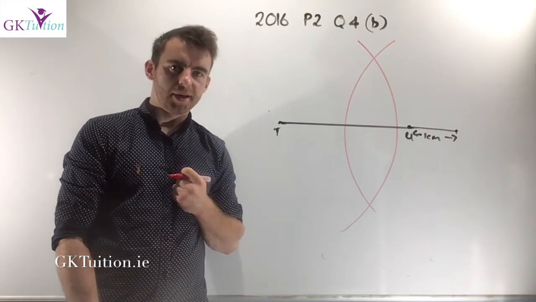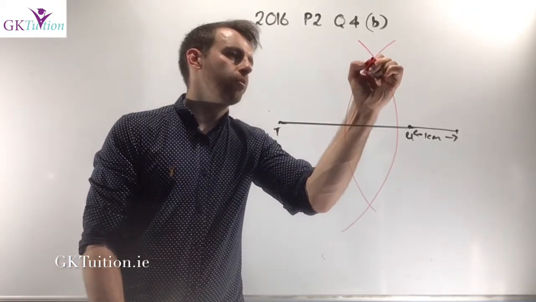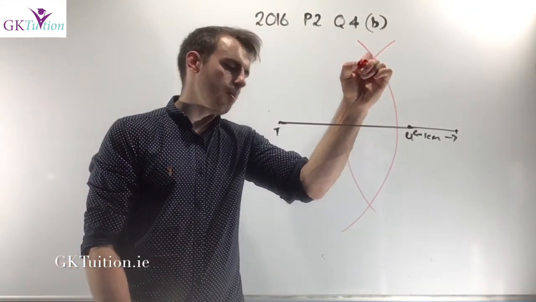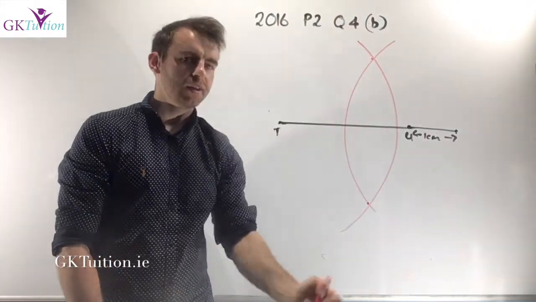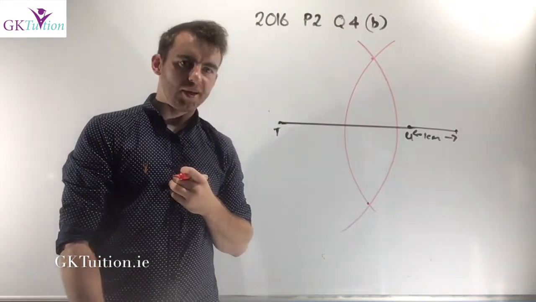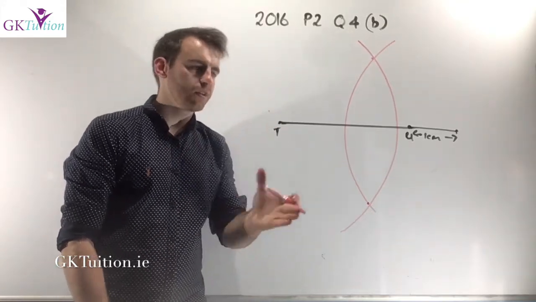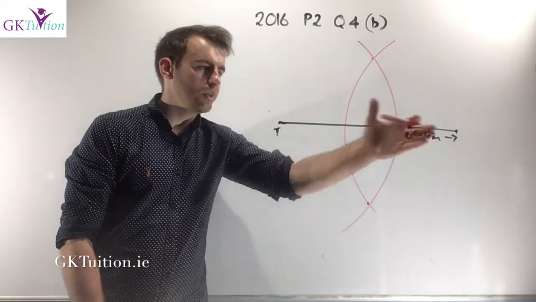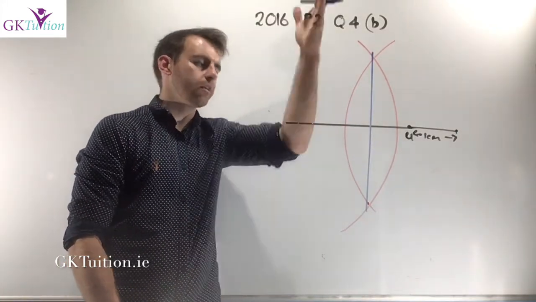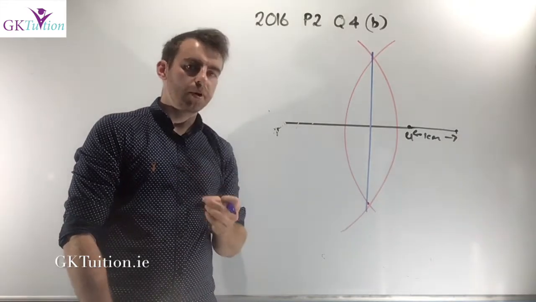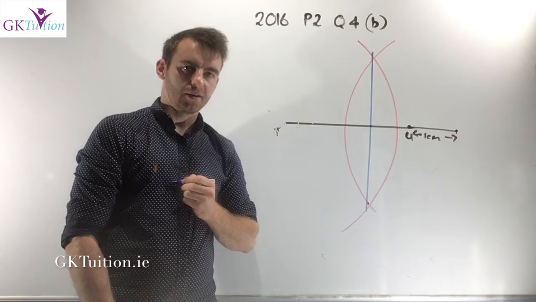This is going to allow me to construct a perpendicular bisector. If I draw a straight line from the point of intersection of the arcs at the top to the point of intersection of the arcs at the bottom, it will be a perpendicular bisector. And importantly, if it's a bisector, it's going to go through the midpoint of the black line segment. So I've used my ruler and I've drawn my blue line. The blue line is a perpendicular bisector of the black line.